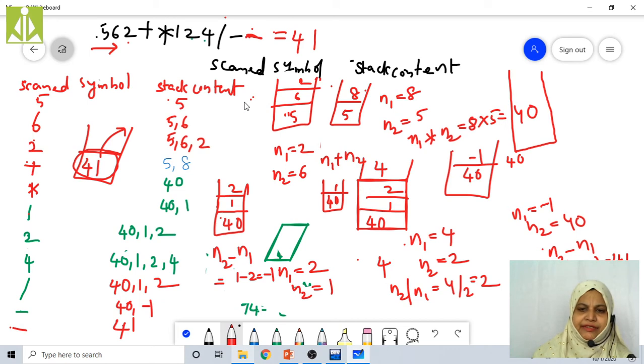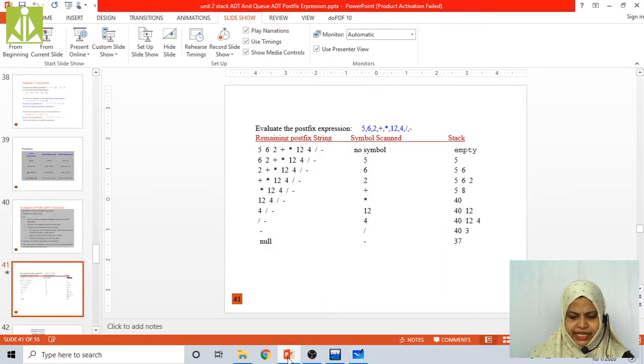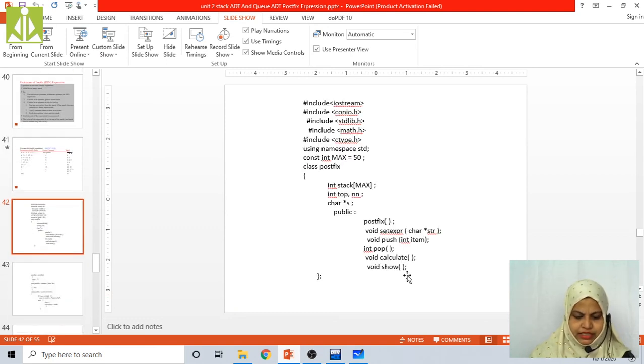So this is the evaluation of the expression. In this format you have to evaluate the expression. Next, here is how you are going to evaluate this expression.